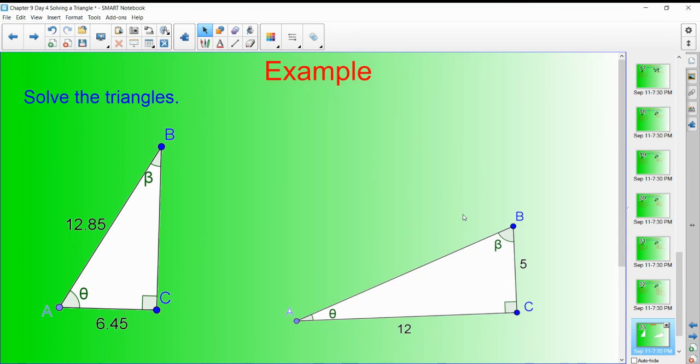Here are two triangles. Okay, you've got missing sides, missing angles, Pythagorean theorem, trigonometry, inverse trigonometry, but I don't have angles here. Okay, all of them are missing except the 90 degrees. Pause the video, copy this one down, try it out.